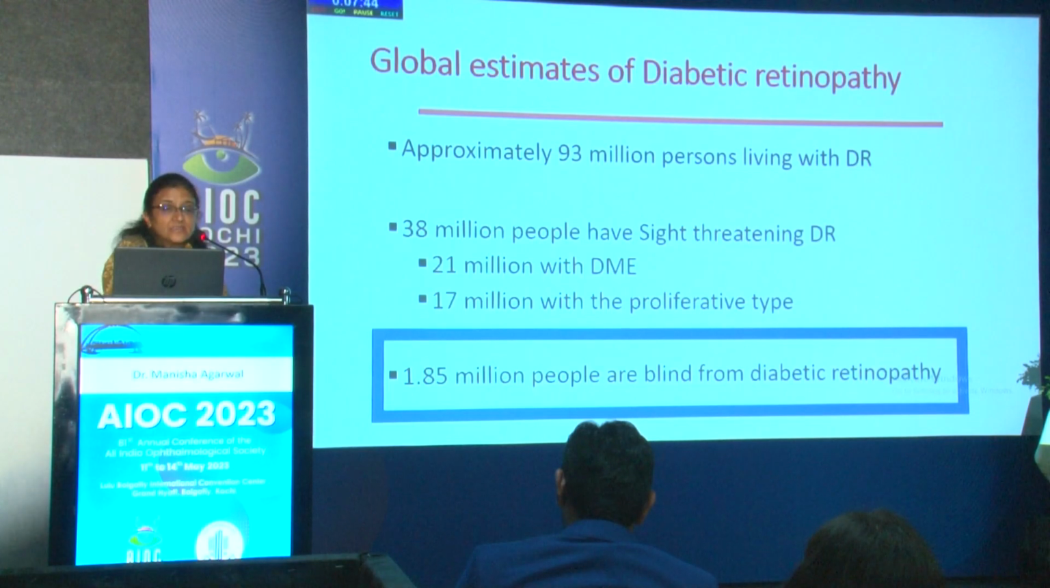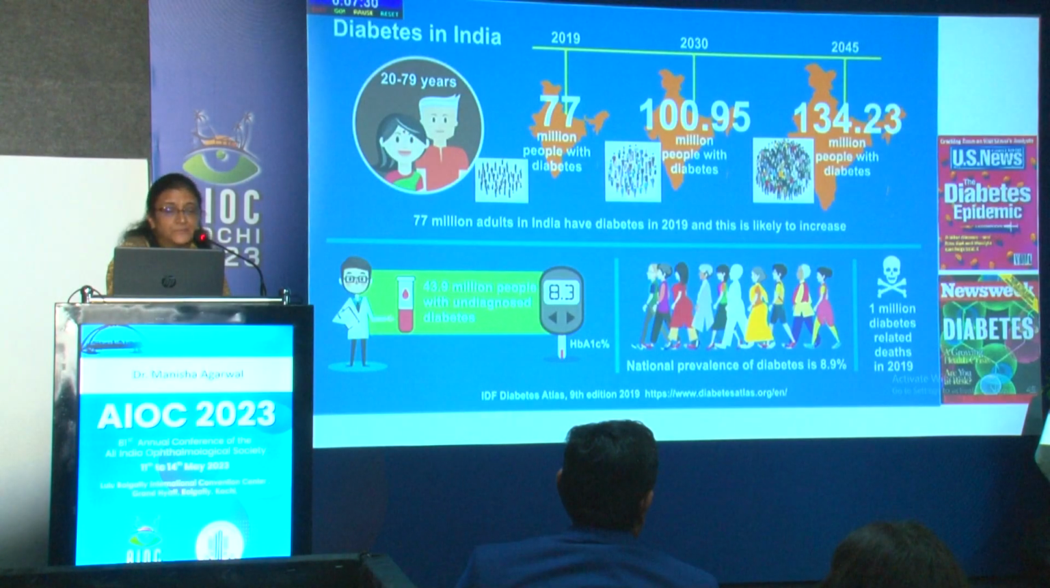And if we were to see the global estimates of diabetic retinopathy, we know that already 1.85 million people are blind secondary to diabetic retinopathy, which, of course, is a humongous number of blind people. And if we were to see the statistics of diabetes in India, again, it is having an exponential rise, where we are expecting that about 134 million people are going to turn diabetic by the year 2045 and about 100 million by the year 2030.